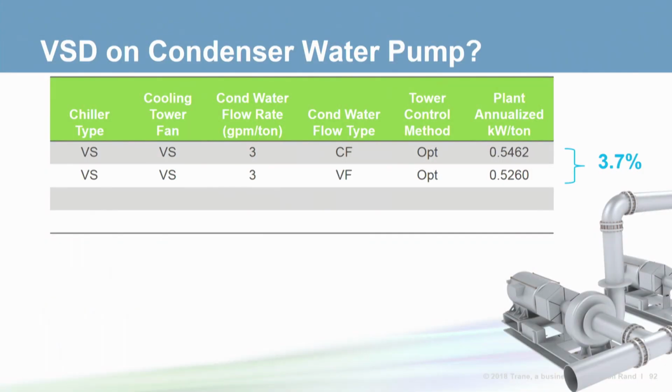What if a variable speed drive is put on the condenser water pumps? There's a decent amount of savings, as the annualized plant performance is now less than 0.53 kW per ton, a 3.7% annual reduction of the chiller, condenser water pump, and cooling tower fan energy. So the control complexity of applying a variable speed drive on the condenser water pump may be worthwhile. But there's a simpler option that nets similar savings.